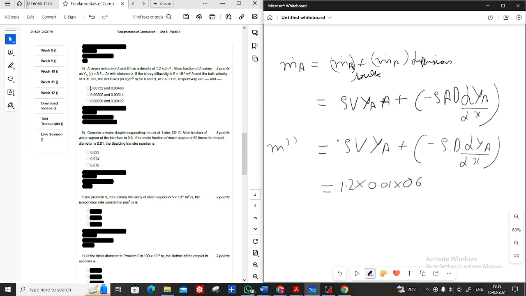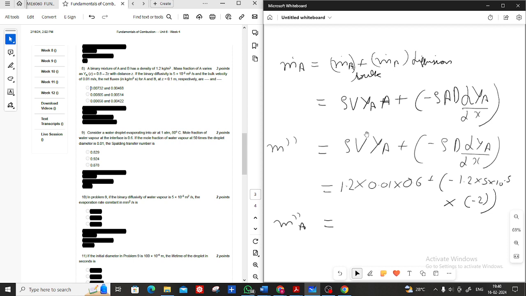It will be 0.6 plus minus rho, density, which is 1.2, into the diffusion coefficient. What is the diffusion coefficient? 5 into 10 to the power minus 5, into dYa by dz, because they have given the z direction, so it will be dYa by dz, which is minus 2, right? Now if you solve, you will get the mass flux of A.